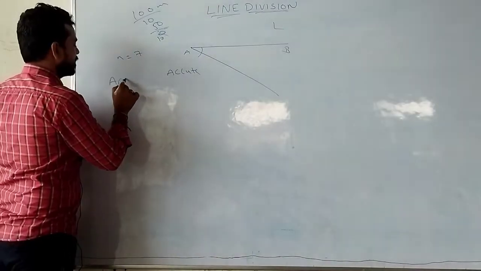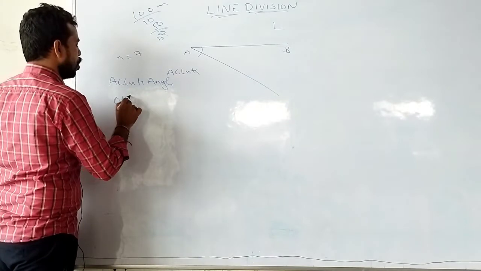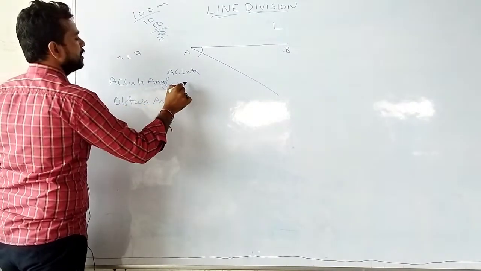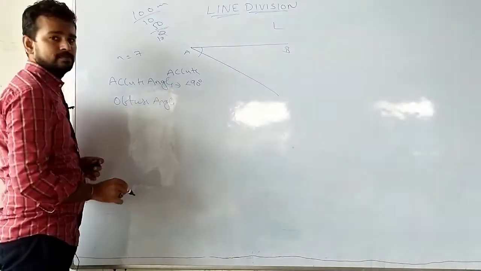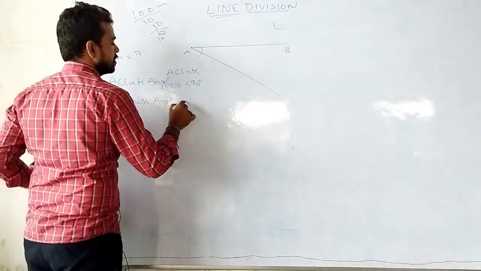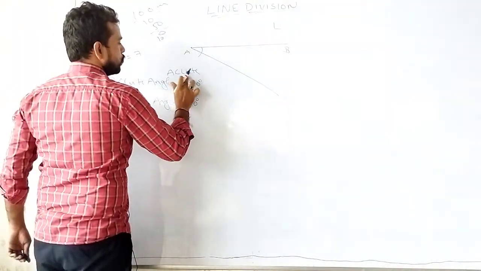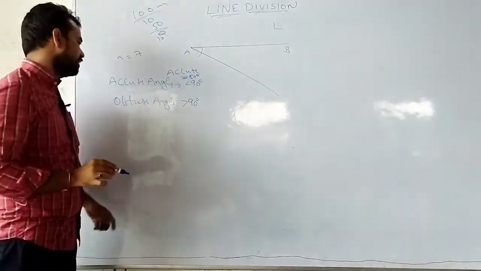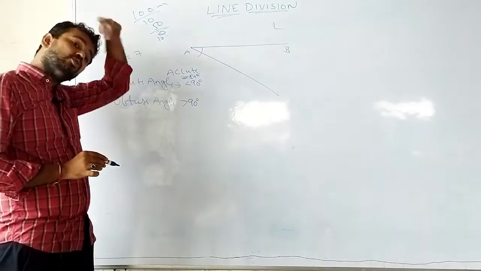There are two types of angles. One is the acute angle, another one is the obtuse angle. Acute angle means less than 90 degrees. Obtuse angle means greater than 90 degrees. That means from 1 to 90 degrees is considered an acute angle. Obtuse angle means greater than 90, that means from 91 to anything.